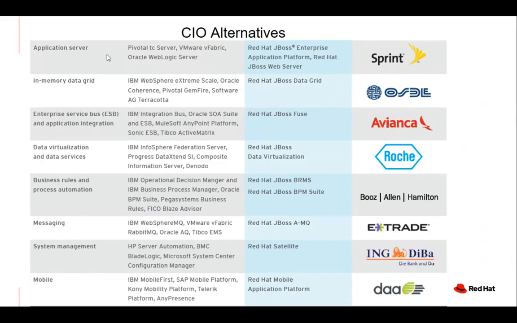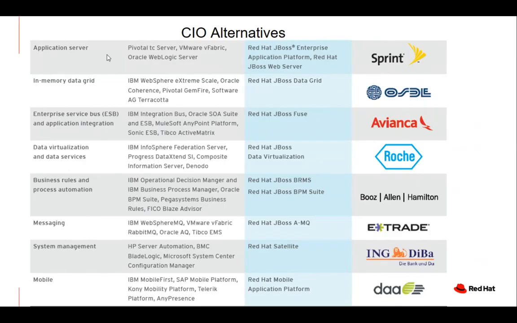If the customer is using an in-memory data grid, we have Red Hat JBoss Data Grid. For Enterprise Service Bus, if the customer is using Oracle SOA Suite and ESB or MuleSoft, for example, we have Red Hat JBoss Fuse. For data virtualization and data services, we have Red Hat JBoss Data Virtualization. Data virtualization is one of the most in-demand things today, because customers are facing problems because of multiple silos which work in isolation. So data virtualization is becoming very popular and is the need of the hour.